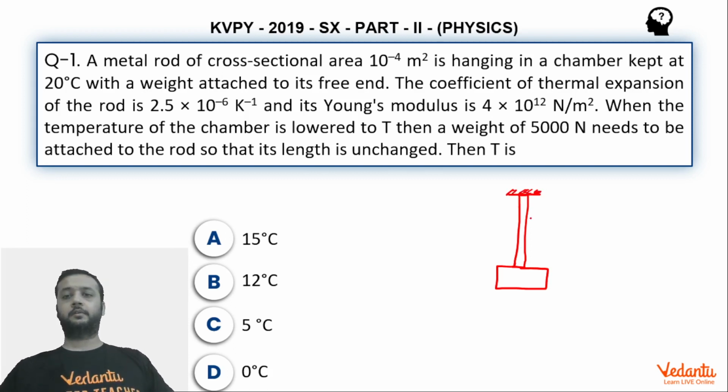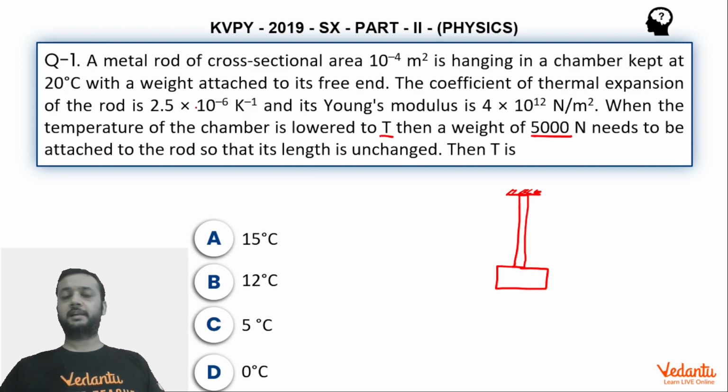Okay. Now what are we doing? We are decreasing the temperature of this rod to a certain value, capital T. So initial temperature of this rod was 20 and now we are decreasing its temperature to value capital T. Okay. So in order to keep the length of the rod constant, there is an extra weight of 5000 Newton that is required to be added in the already hanging weight, right? So we have to find the value of capital T.